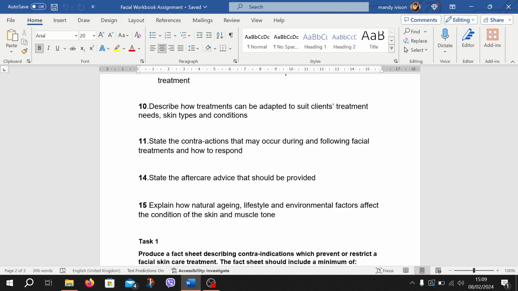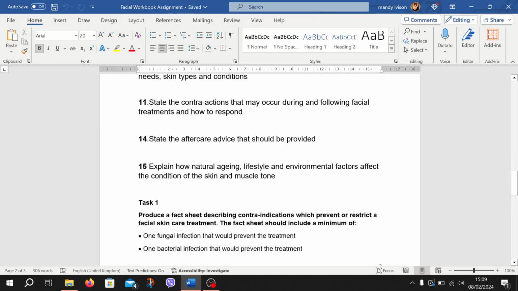Next question is state the counteractions that may occur during and following a facial treatment and how to respond. So if they're having any sort of allergic reaction, obviously you want to stop what you're doing, take the product straight off the skin and use a cold compress. If they are still having some sort of reaction when they're due to leave, you advise that if it continues, they seek medical attention.